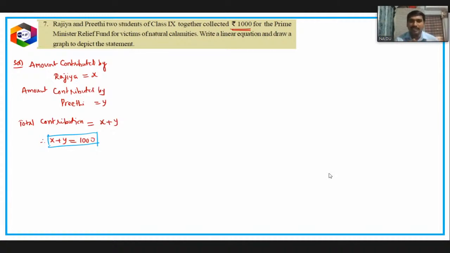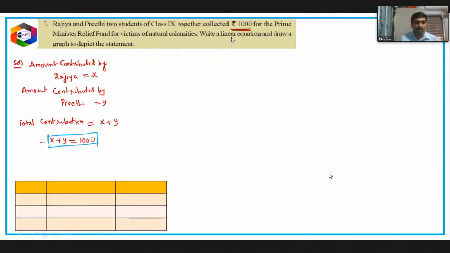1,000. So X plus Y will be equals to 1,000. Now our aim is, again, we have to take the points and draw the graph. So for this, I am going to take the table. Here X plus Y is equals to 1,000. So what will be the value of Y? 1,000 minus X. Again, like previous, X and Y is equal to 1,000 minus X, and this is X comma Y.